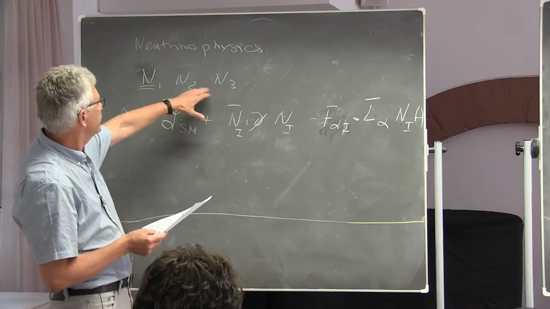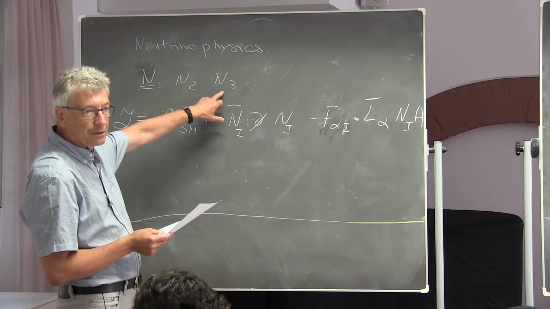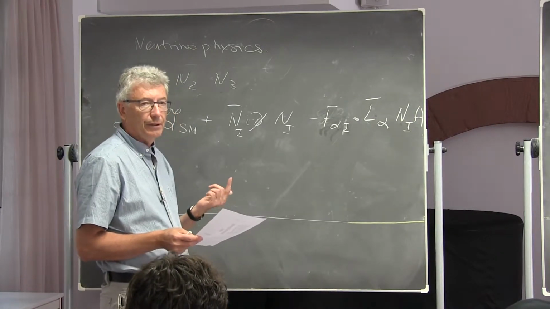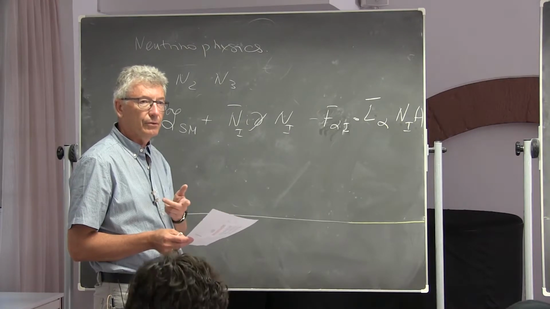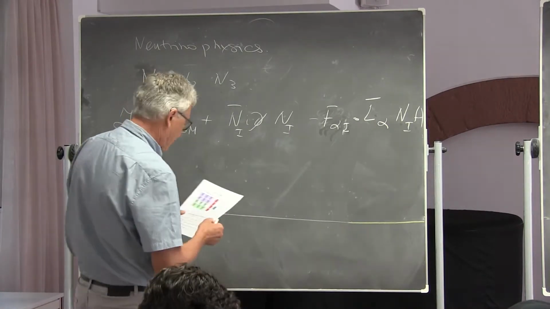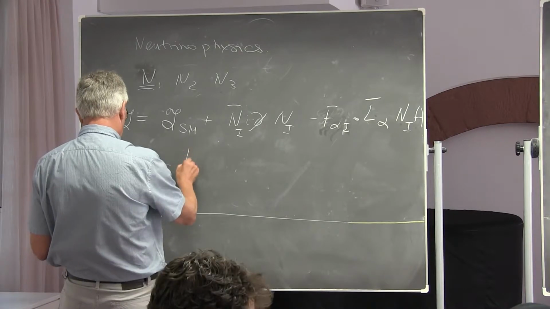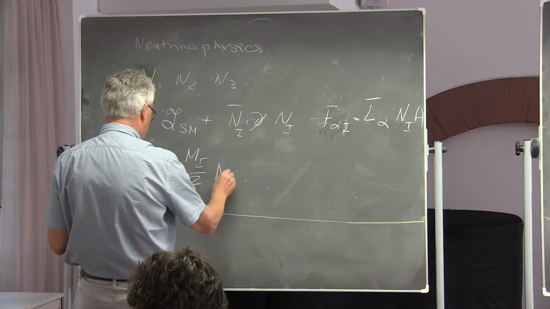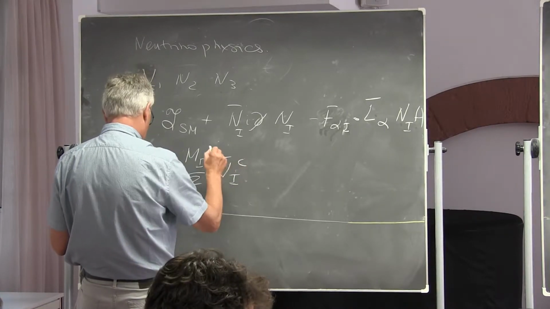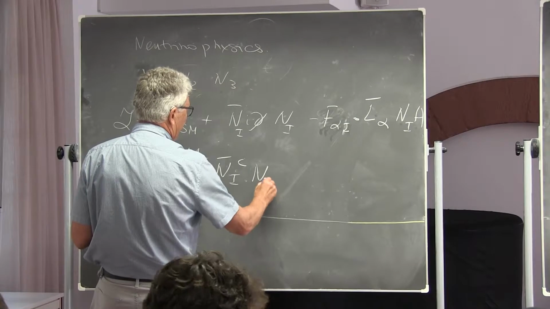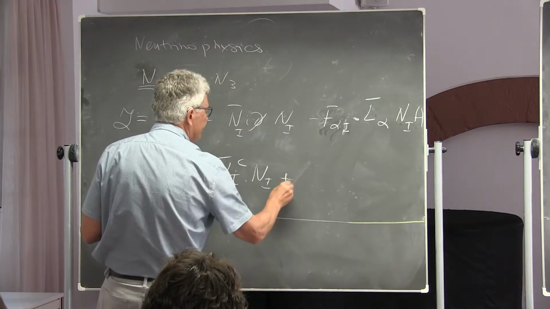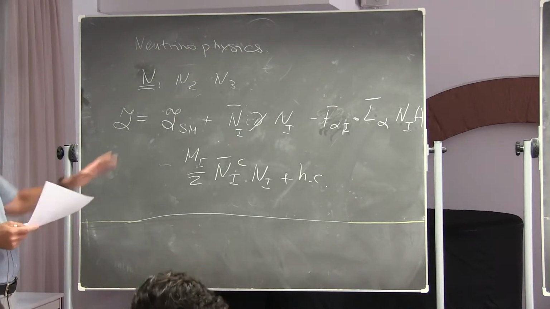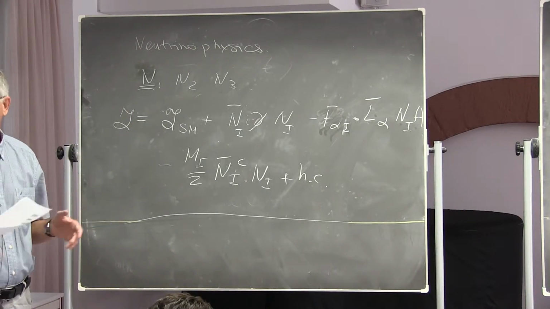This is the Yukawa coupling which you would write for quarks as well. But since these particles are right-handed and they don't carry any SU(3) cross SU(2) cross U(1) charges, we can add a Majorana mass term, M_I over 2 N_I charge-conjugated N_I, and then you add the Hermitian conjugate. So this famous Lagrangian is called the seesaw Lagrangian.